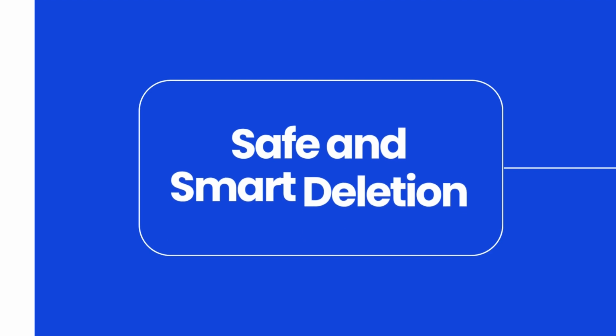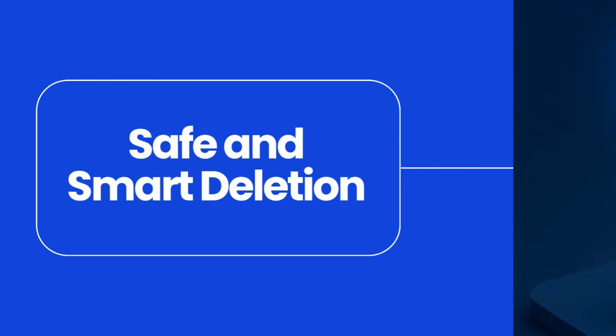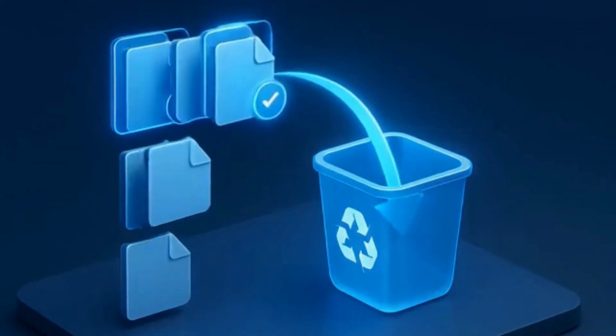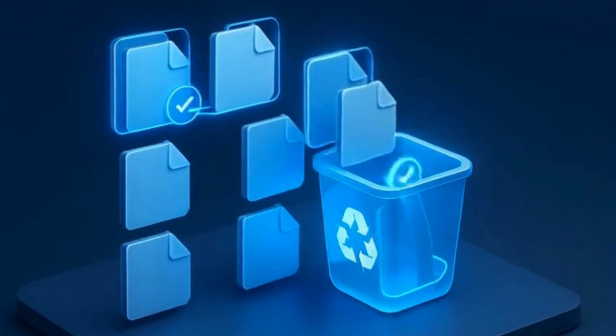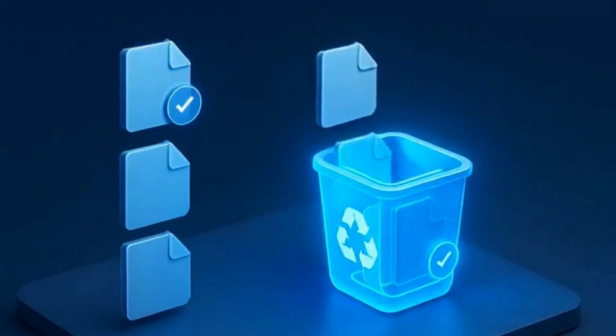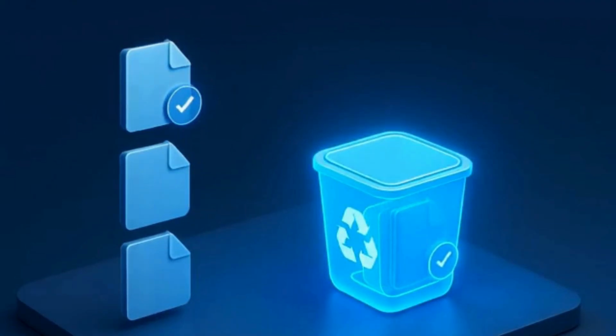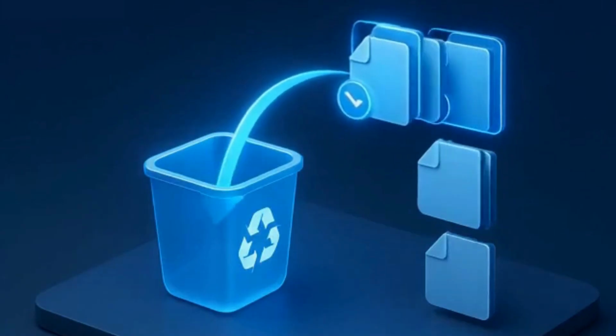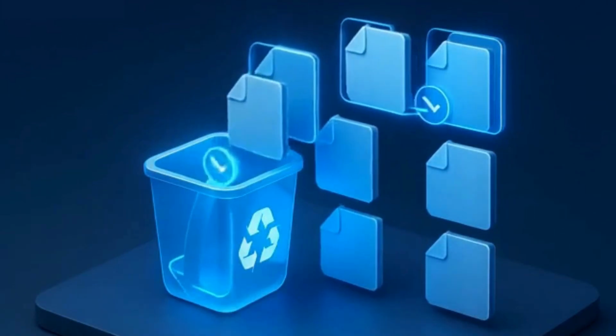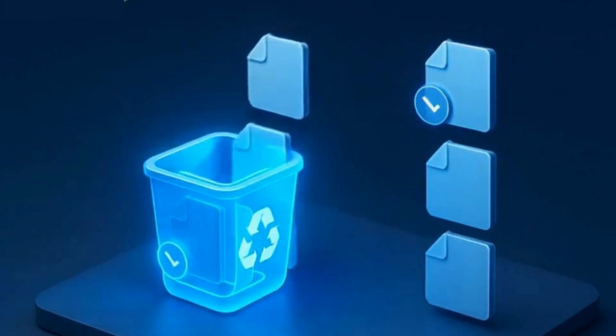Safe and smart deletion. Once duplicates are identified, simply select what you want to remove. Softaken ensures safe deletion. Files are sent to the recycle bin, so you can restore them anytime. If the recycle bin isn't available, the app securely deletes the files permanently.